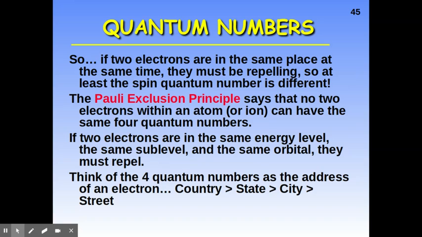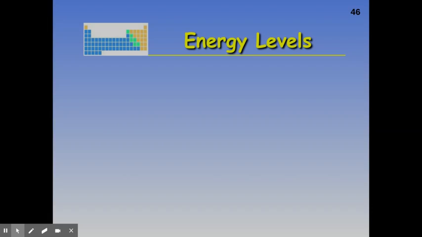So you can think of the 4 quantum numbers as an address. Like if I were going to write you a letter, I'd have to know your country, your state, your city, your street, your apartment number if you have that. So to get that letter to you. So we are going to have a little address for each electron in an atom.